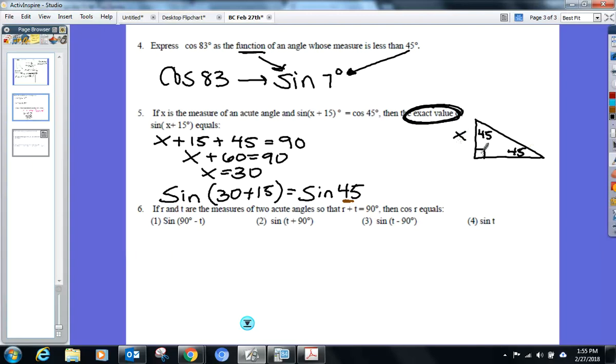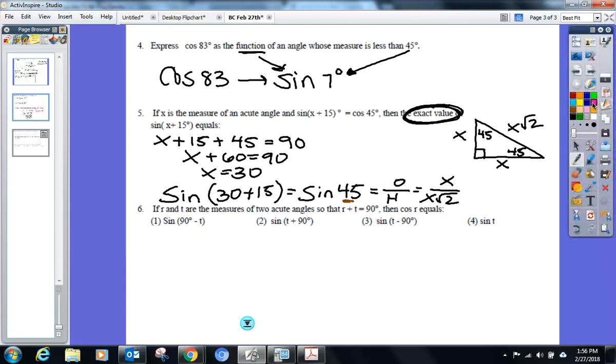What's on the hypotenuse? What's the sine ratio again? Right, opposite over hypotenuse. Go ahead, pick any 45 right now. What's opposite? Pick any 45 up there. X. And what's the hypotenuse? Okay, algebra kids. Anything I can reduce? I can reduce the x. Okay, what's left?